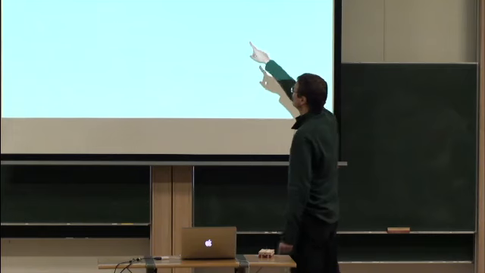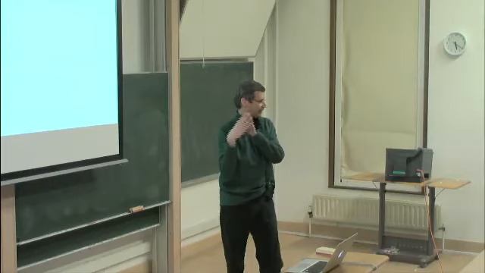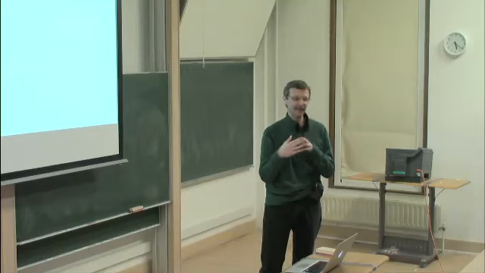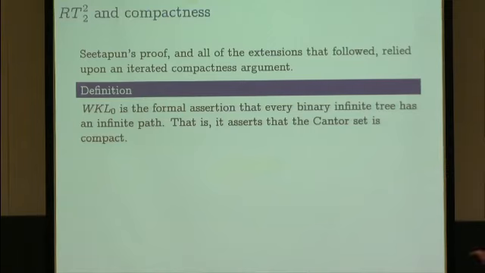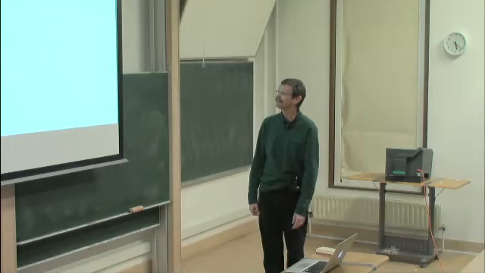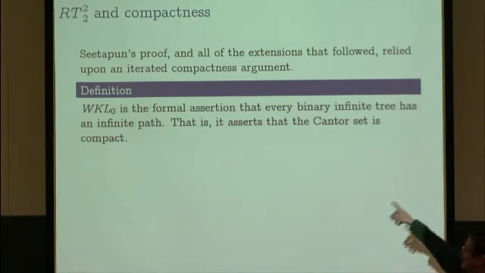Okay, and there was a long-standing problem which was posed by Seetapun originally, which was, is it the case that Ramsey's theorem for pairs proves that the Cantor set is compact? And so compactness is another infinitary principle that shows up all the time. Right? And so in Seetapun's proof, and in fact all the others up until recently, of ways to build an ideal that's closed under Ramsey's theorem for pairs, there was an embedded application of iterated compactness. And so Seetapun raised the question, is compactness a consequence of Ramsey's theorem for pairs? And weak König's lemma is the assertion of compactness of the Cantor set. It says every binary infinite tree has an infinite path.